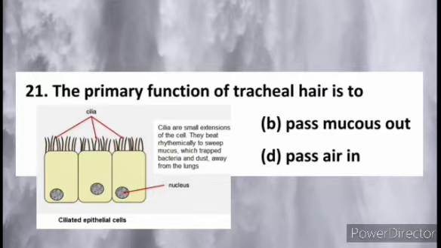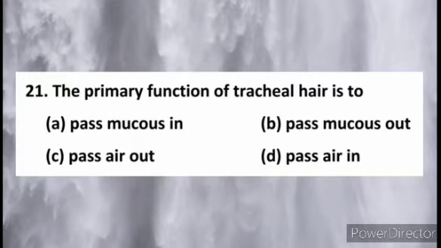The mucus from the mucus secreting cells traps the bacteria or dust present in the inhaled air. The cilia pass the mucus out and spread it, so that the bacteria and dust are pushed away from the lungs. Therefore, the function of the tracheal hair is to pass the mucus out, so that the trapped bacteria and dust get away from the lungs. So here the primary function of tracheal hair is to pass mucus out.